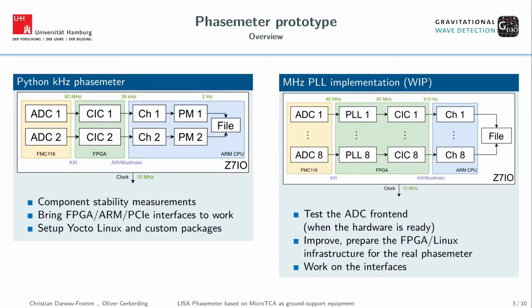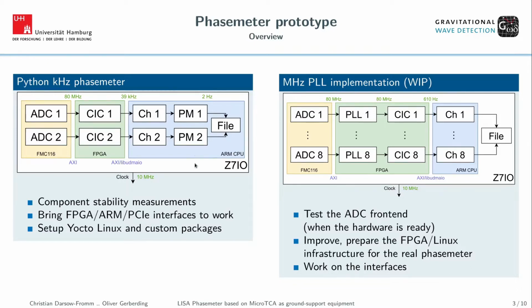My talk is mainly split into 2 parts. So the first part is about a Python kilohertz Phasemeter, which I've used for component testing and to set up the whole crate and the hardware and all the interfaces. And then a second smaller part is about a Megahertz PLL, so the next step towards the real Phasemeter which should be implemented. And that we will use for ADC testing of the final ADC cards.